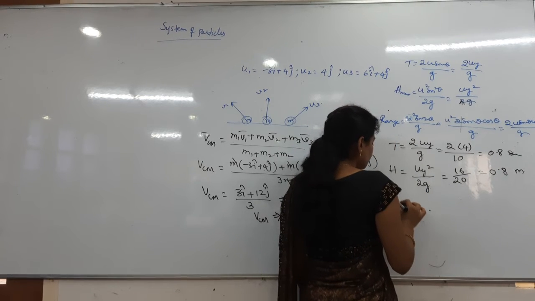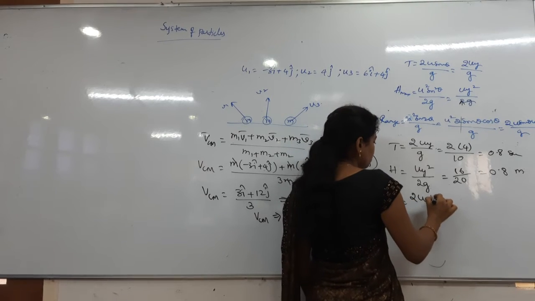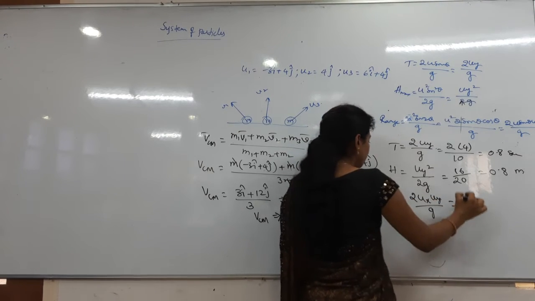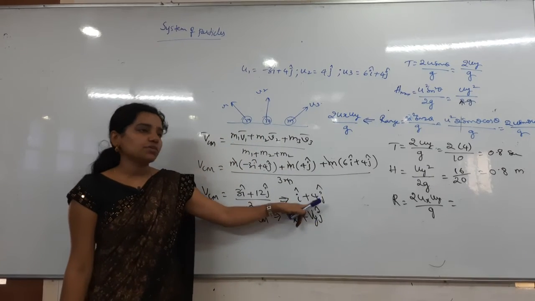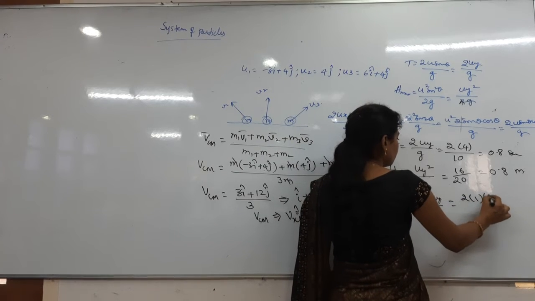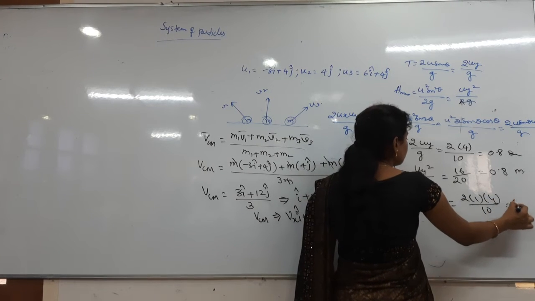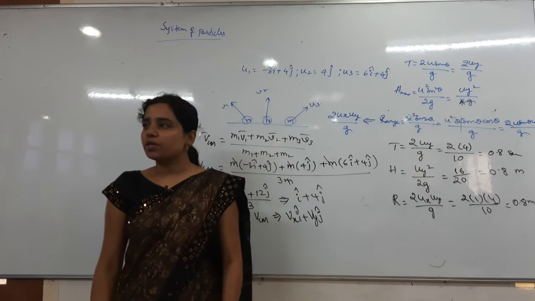Then range. What was the range formula I said? 2ux uy divided by g. What is the ux value here? Ux is 1. Uy value is how much here? 4. So 2 into 1 into 4 divided by 10, that will give you how much? 0.8 meters. Everything is 0.8 only.